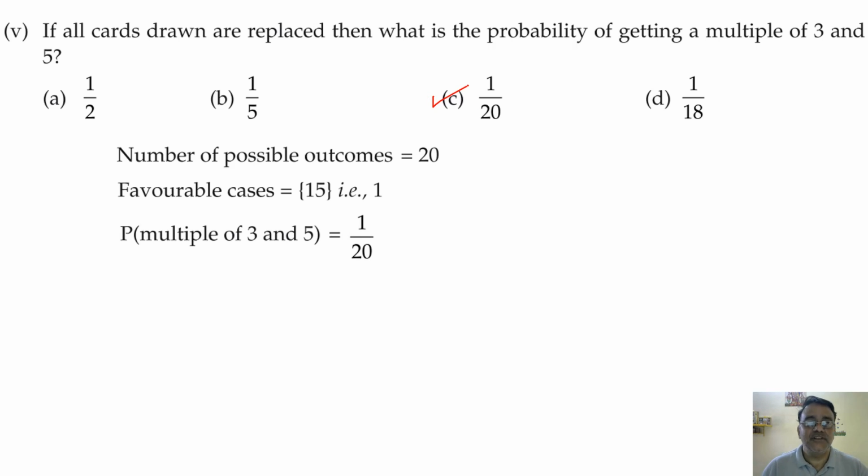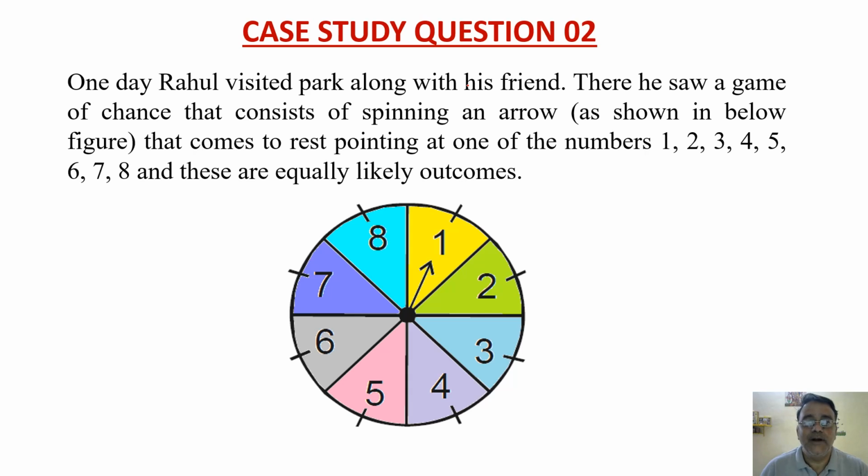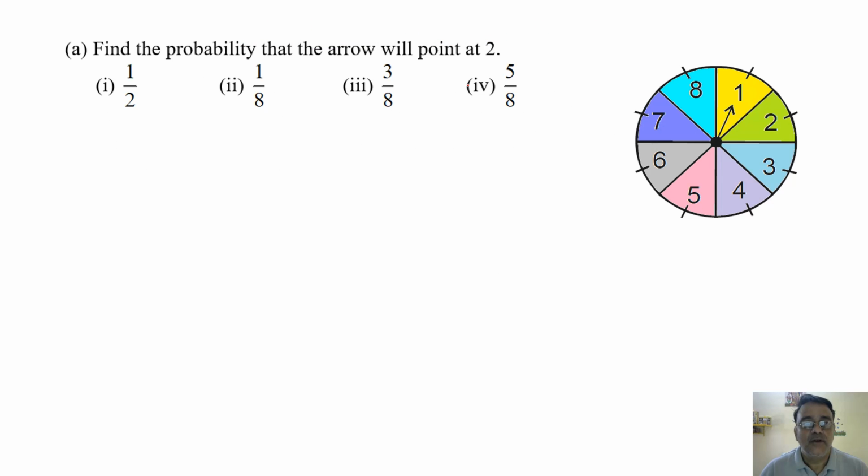So now we are moving toward the next case study question number 2. One day Rahul visited a park along with his friend. There he saw a game of chance that consists of spinning an arrow, as shown in the figure below, that comes to rest pointing at one of the numbers 1, 2, 3, 4, 5, 6, 7, 8, and these are equally likely outcomes. Now based on this, let us start with the first question. Find the probability that the arrow will point at 2. So how many numbers are there with 2? 1. So the required probability is 1 by 8. And the correct option is the second one.